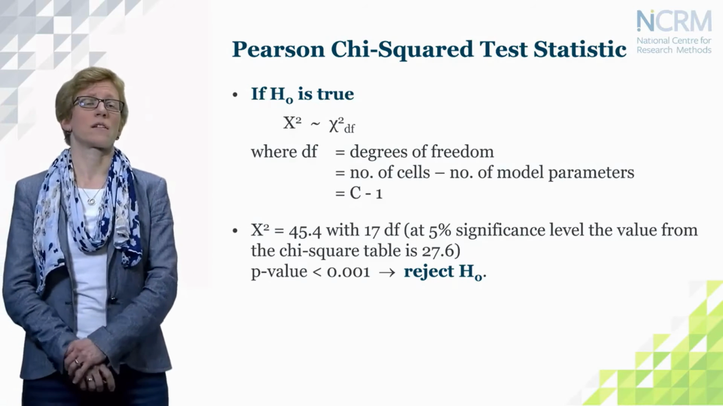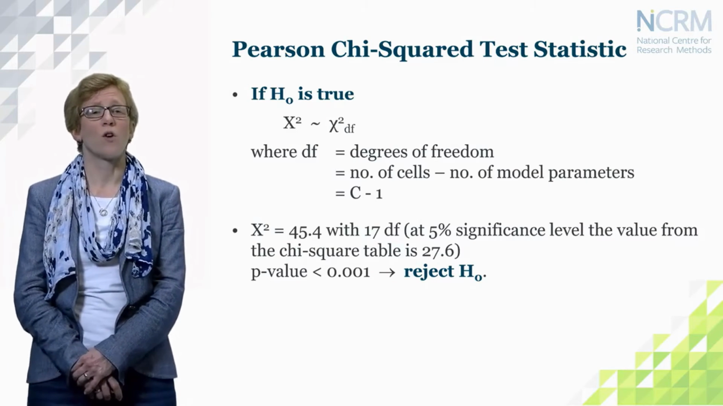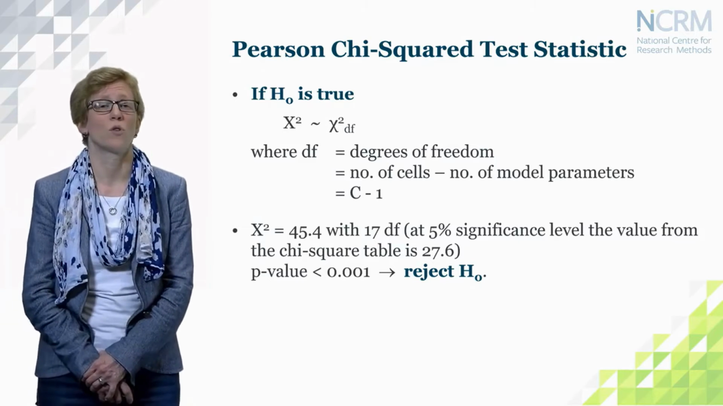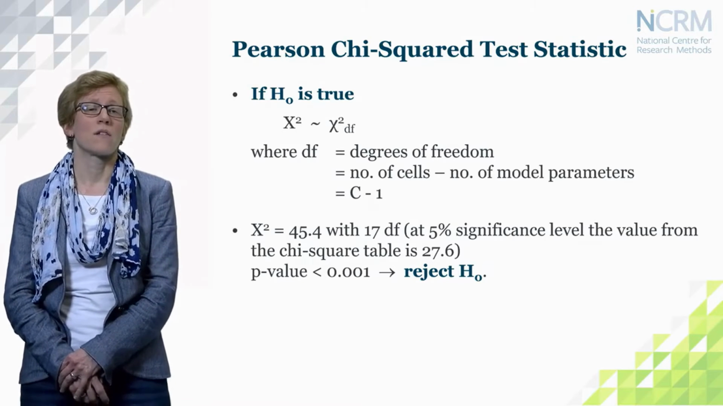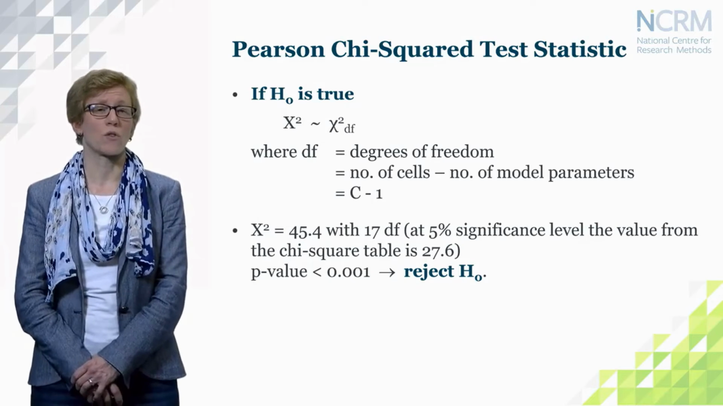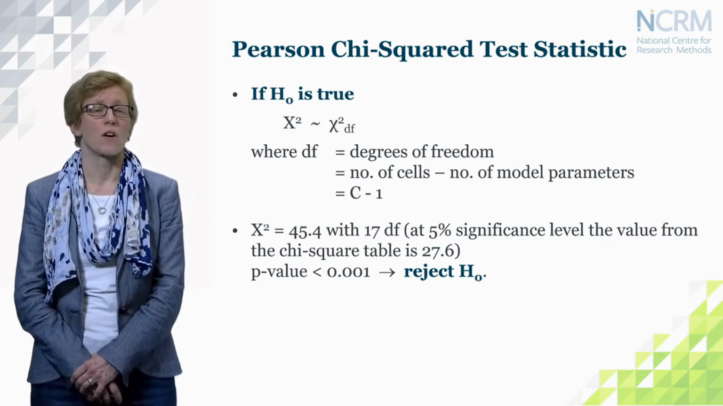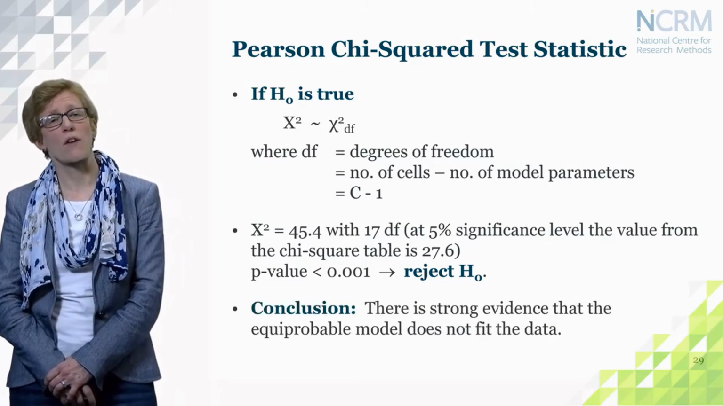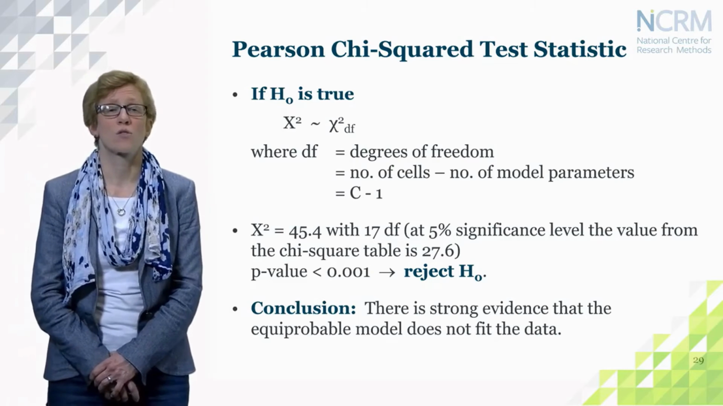And also we have a p-value that is really rather small, 0.001. So that means we would reject H-naught based on those characteristics. The conclusion is that there's strong evidence that the equiprobable model does not fit the data.